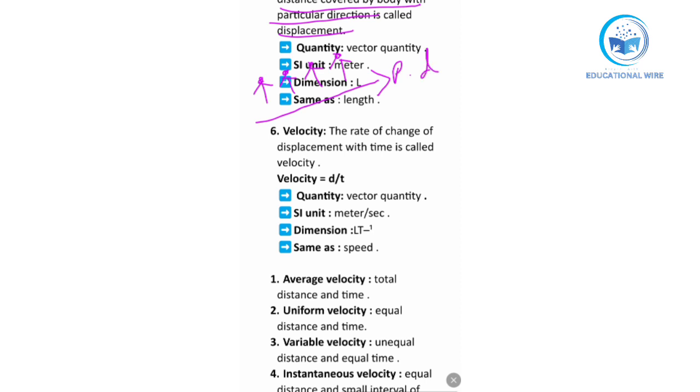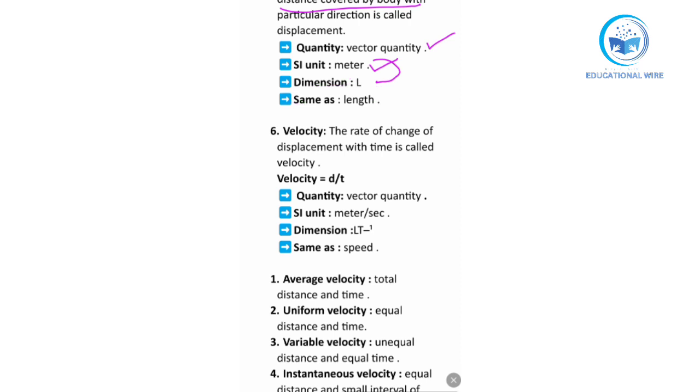Okay, so this is called displacement. As I told you, it has a particular direction, so it's called a vector. If it doesn't have a particular direction, it's called a scalar quantity. If it has a particular direction, it's called a vector quantity. The SI unit of displacement is meter, because here we have distance, and meter is the SI unit of length, so we put length here. The dimension is the same as length, so displacement is the same as length.